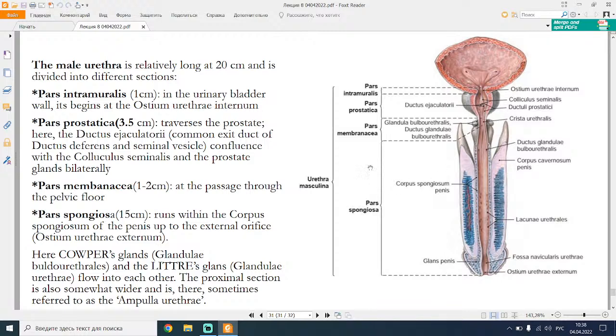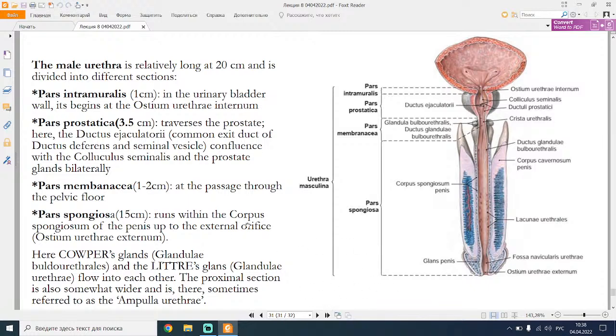And next part, pars spongiosa. Pars spongiosa runs in the corpus spongiosum of the penis up to the external orifice. This is the ostium urethrae externum. You see, ostium urethrae internum, ostium urethrae externum.